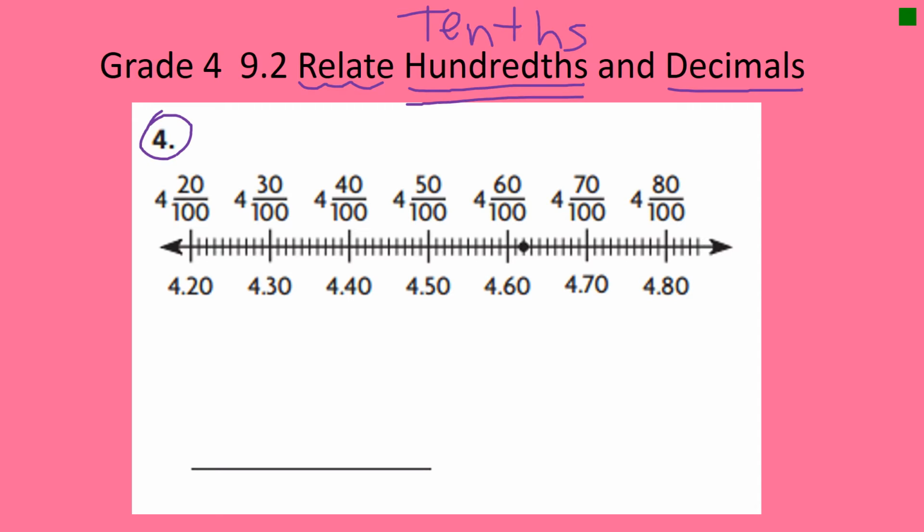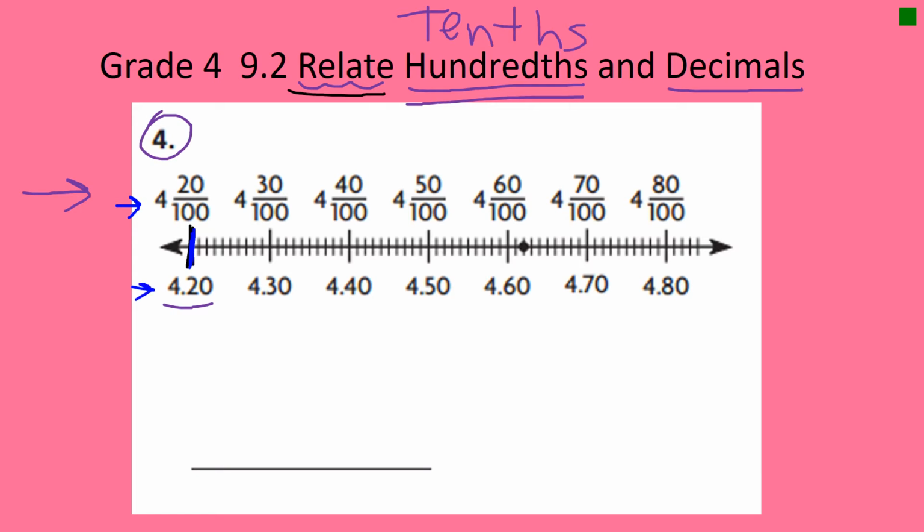On the top part of the number line, it's just mixed numbers. It's a whole number and a fraction. It just happens to have a gigantic denominator of 100, right? Hundredths, and then right below is the decimal that matches it. So that's a really good visual of how you can relate hundredths and decimals. Fractions and decimals, they are the same. Look at that. Can you see it? Oh, let me change colors. They're really the same. 4 and 20 hundredths is right there.